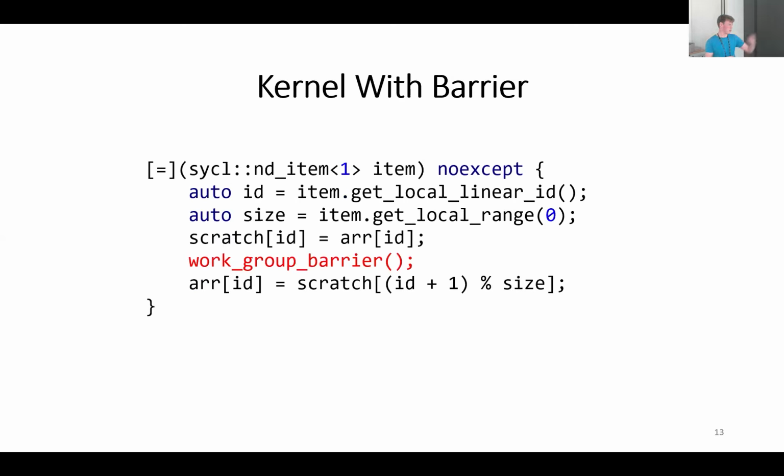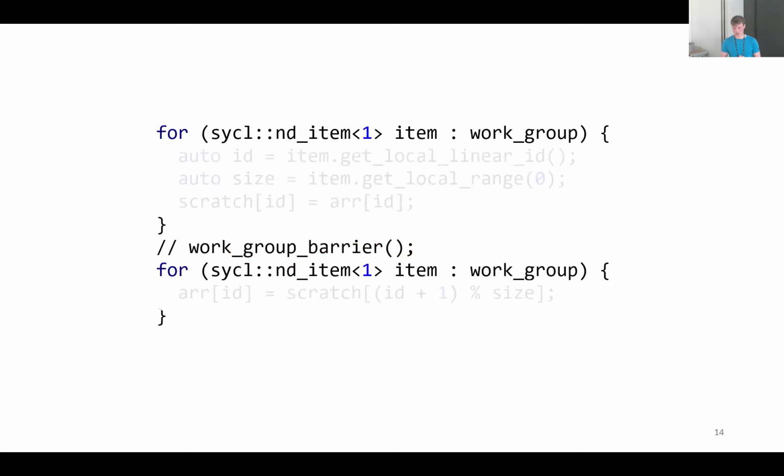Okay, but what if the kernel has a barrier? That's the interesting case. Now we have two barrier-free regions, the region in front of the barrier and the region after the barrier. Now we can split the kernel at the barrier and iterate over both these regions separately. So we just put work item loops around them. Now we implicitly fulfill the requirements of the workgroup barrier, because no work item will execute the second barrier-free region before all work items have executed the first barrier-free region.